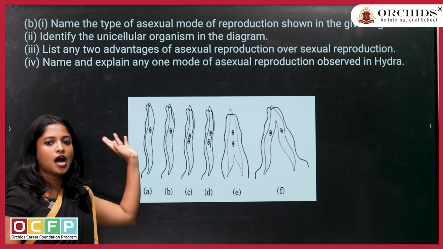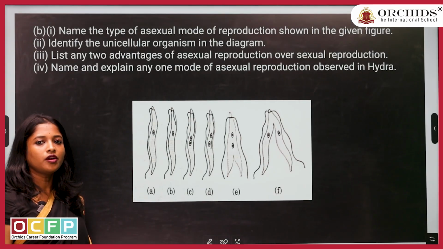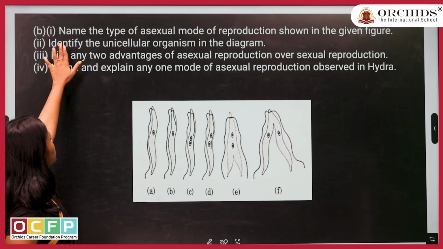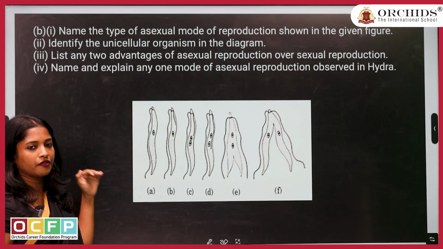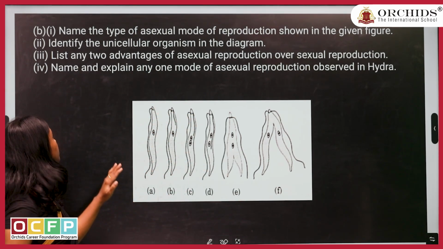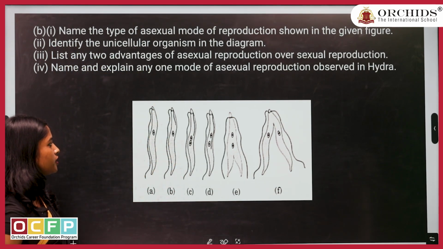There is an OR question for this question. So you can answer that or this question. Let us see what this question is. The OR question, the first one: name the type of asexual mode of reproduction shown in the given figure. This is the given figure and you have to identify what type of asexual reproduction is happening.